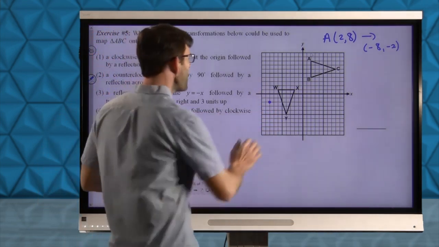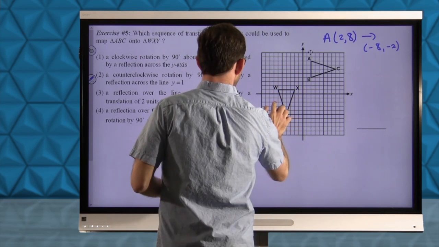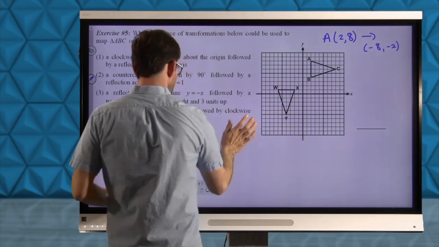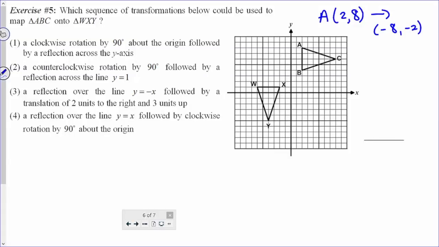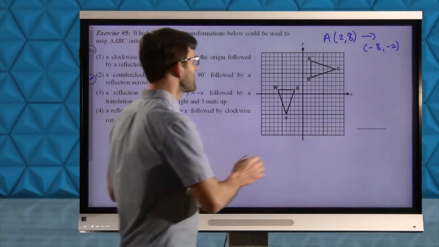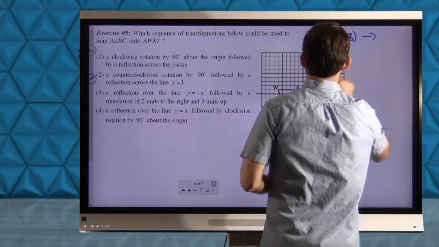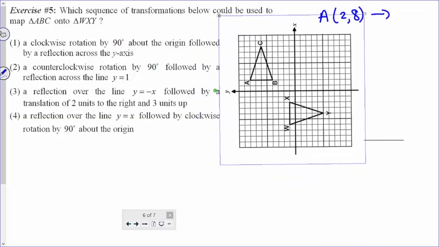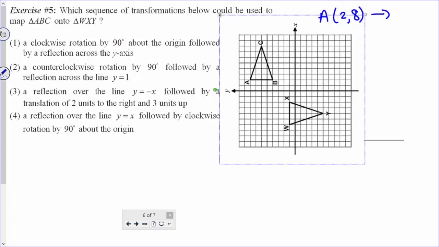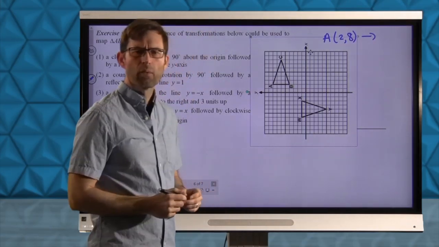So let's do exactly the same thing, but try number 2. Number 2 says a counterclockwise rotation by 90, counterclockwise now, followed by a reflection across the line y equals 1. Well, again, let's take a look at what happens with point A. Let's take this and let's do a counterclockwise rotation by 90, okay? And now I have to reflect it across the line y equals 1.